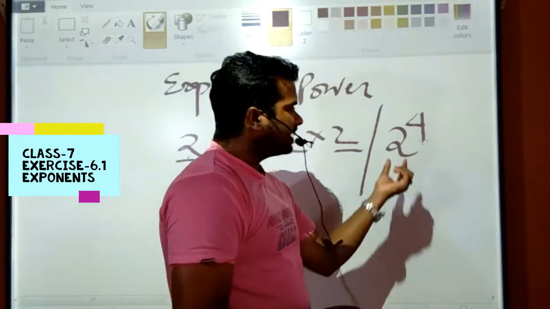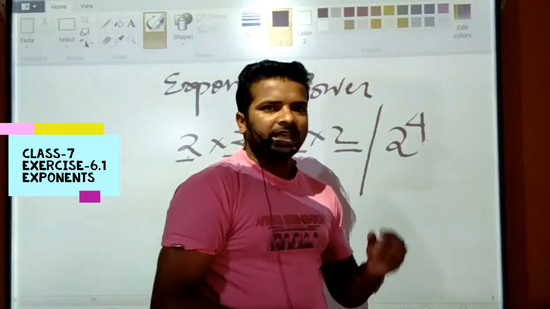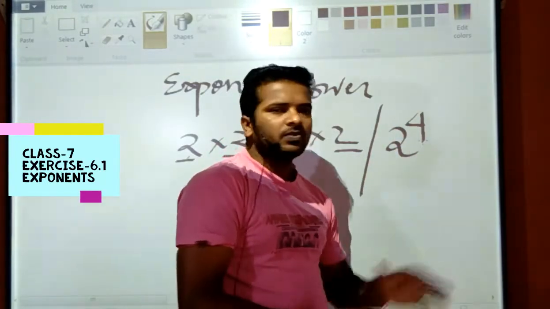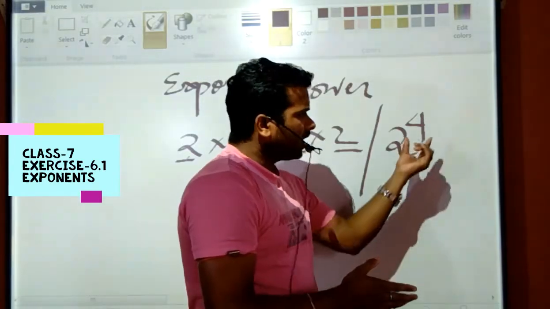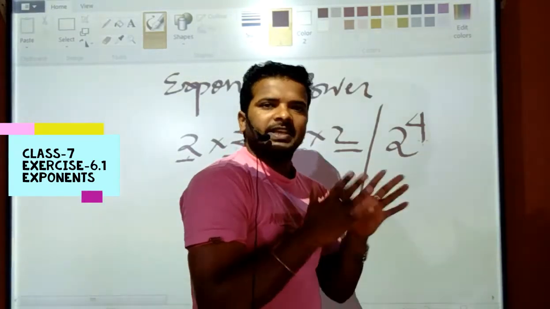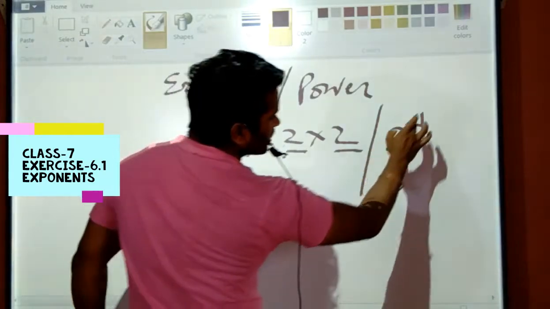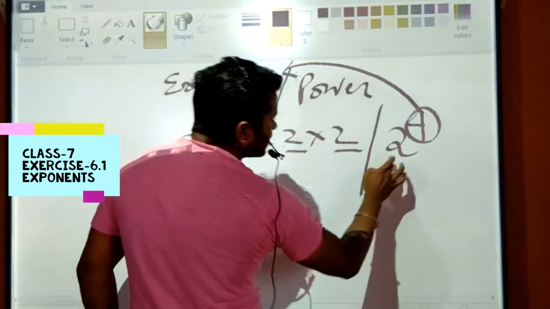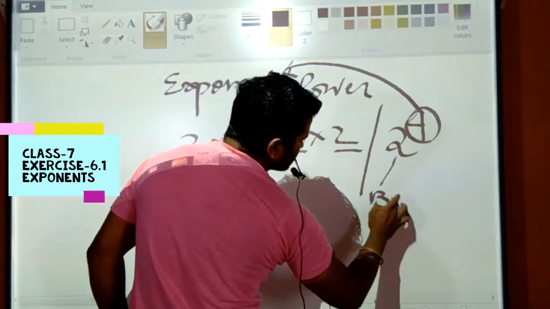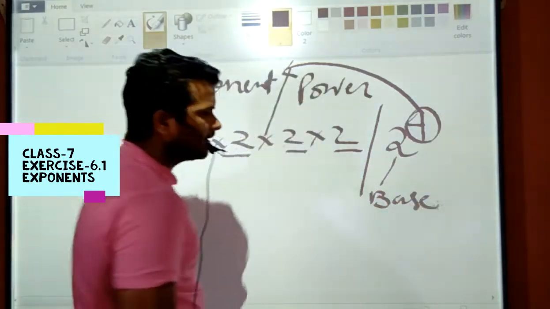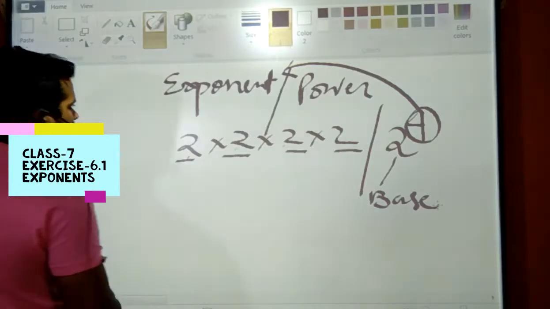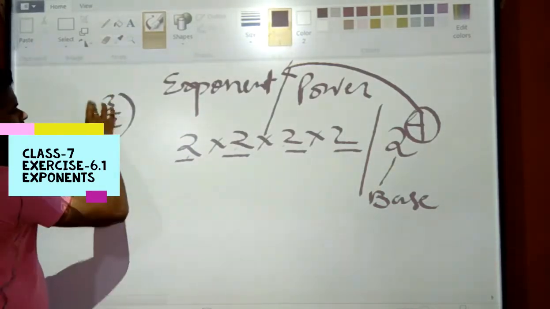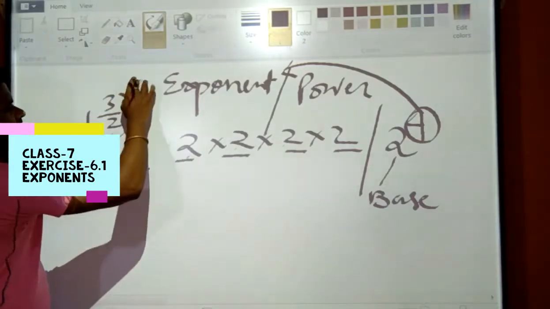So the exponent of 2 is 4, or the power of 2 is 4. I hope you understood what exponent is. This 4 is called the exponent, and this 2 is called the base.